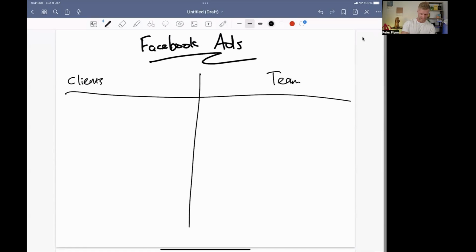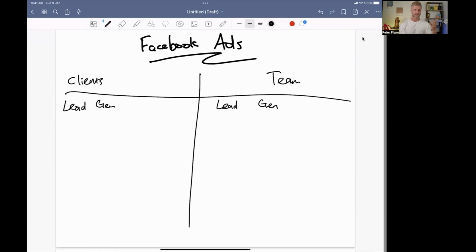Now, to start with, for clients, I would be doing a lead gen ad. And for team, I would be doing lead gen as well. Now, when I say lead gen, it's lead generation. Gen, short for gen, it's just fancy marketing terms. I like to think of myself as kind of cool in the marketing scene, so I have to say it like this. But basically what it means is that someone's going to swap their details for something.